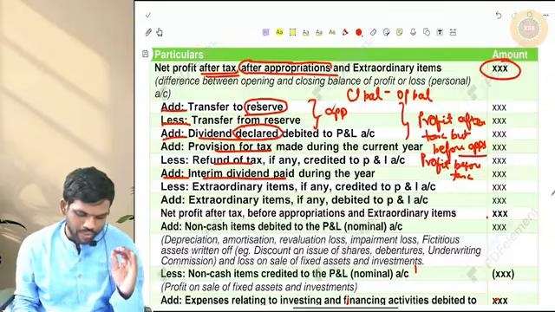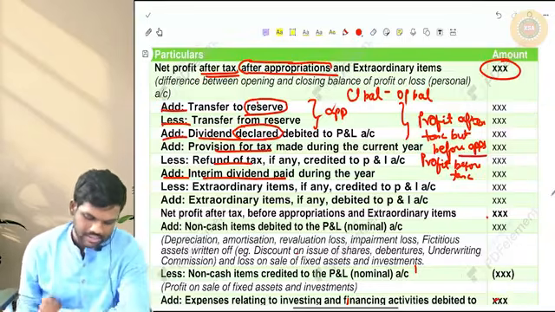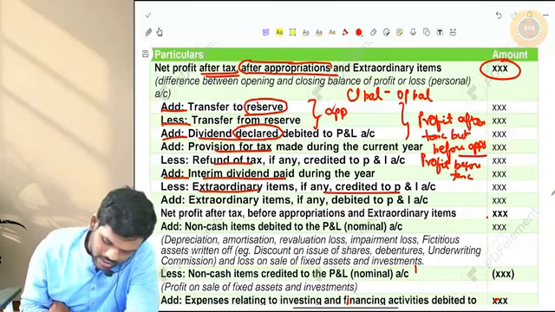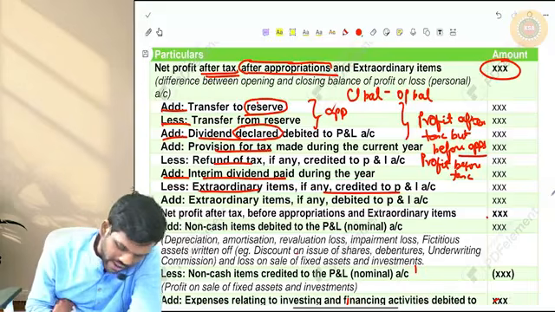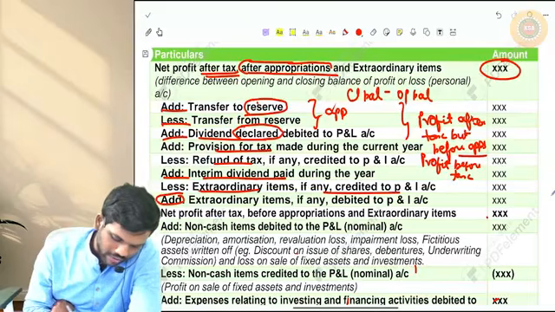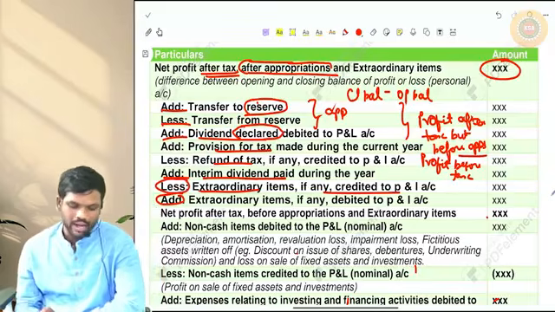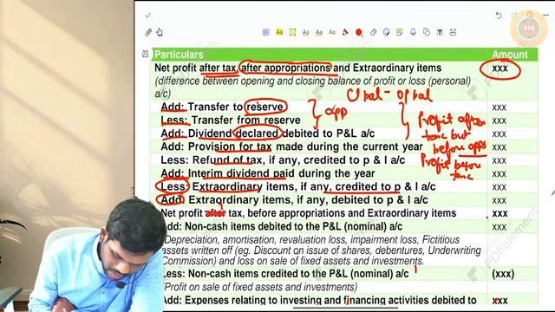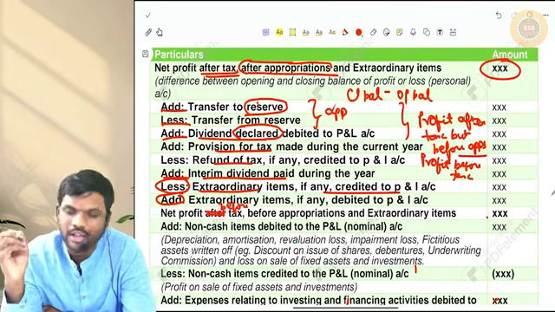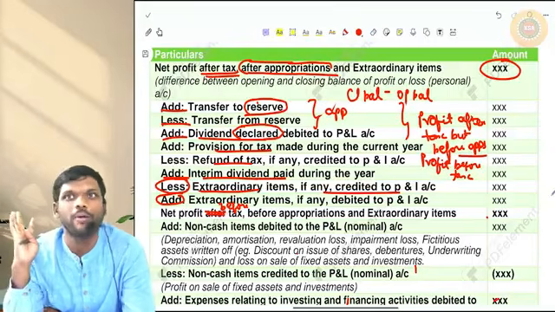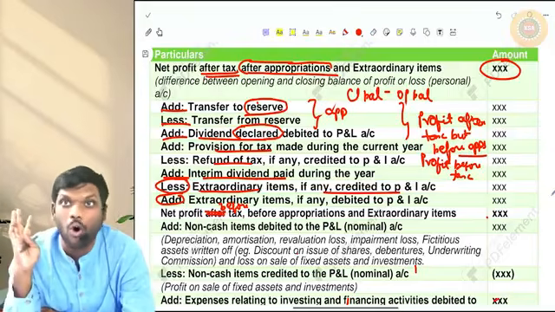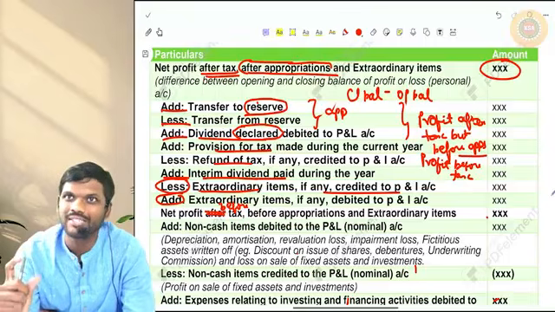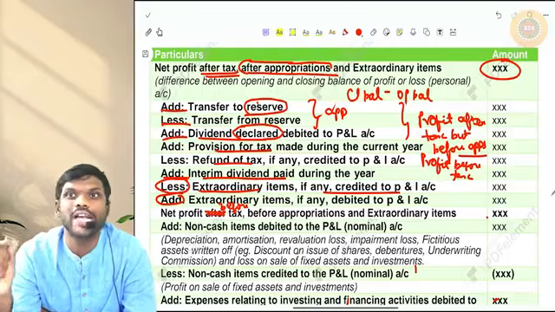Now we have removed all the reserves, dividend, and taxes. If there are any extraordinary items like loss by fire, and they are expenses, they would have been debited to P&L. Add those and remove that. If they are credited to P&L, subtract those. Sorry, there is one small printing mistake here; I will get it changed in what I upload to you. This will be net profit before tax. Finally, you have removed tax, appropriations, and extraordinary items. So what is left is net profit before tax, before appropriations, and before extraordinary items.